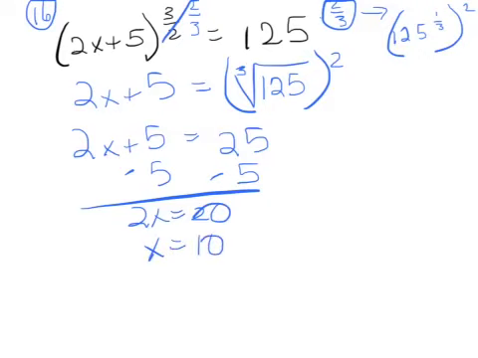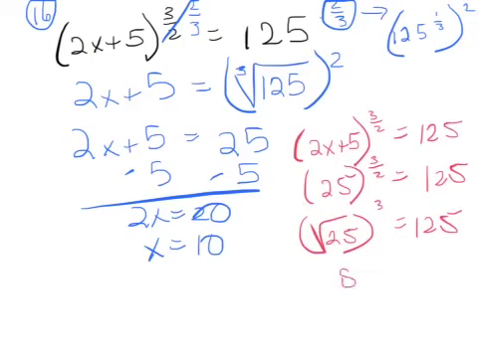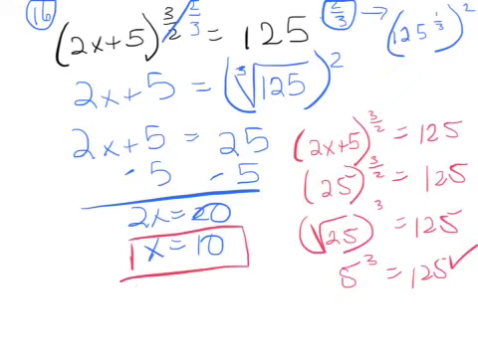Let's just plug that back into our original equation. (2x plus 5) to the 3/2 equals 125. So if I plug in 10, I'm going to get 25 to the 3/2 equals 125. That's going to be the square root of 25 cubed equals 125, and 5 cubed equals 125. Well, that is indeed true. So x does equal 10.